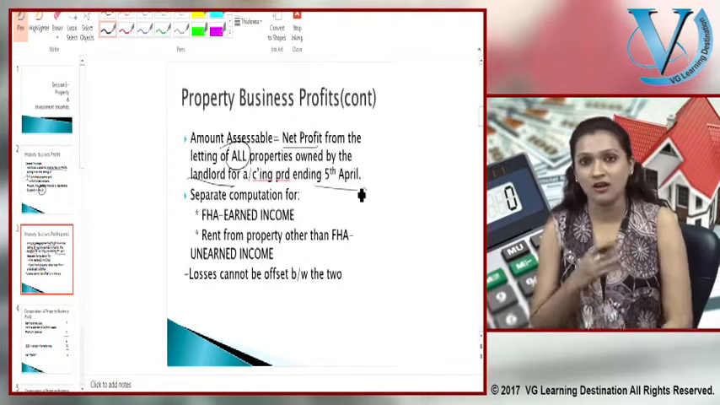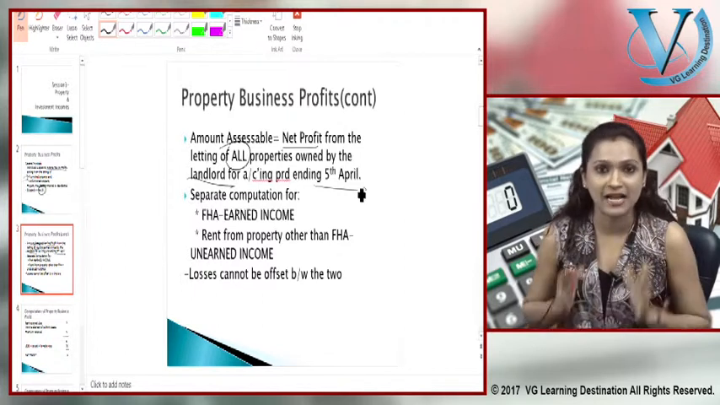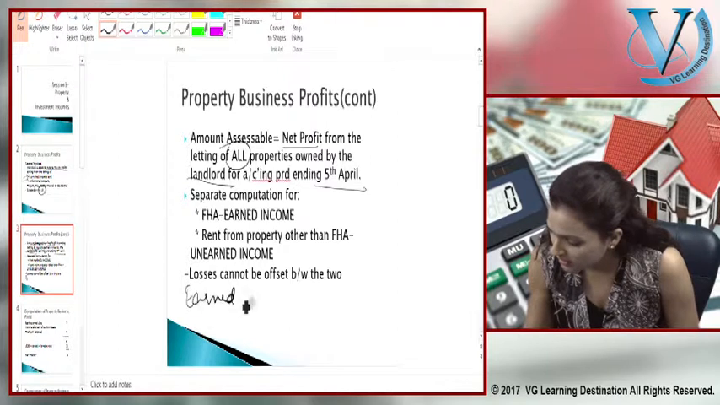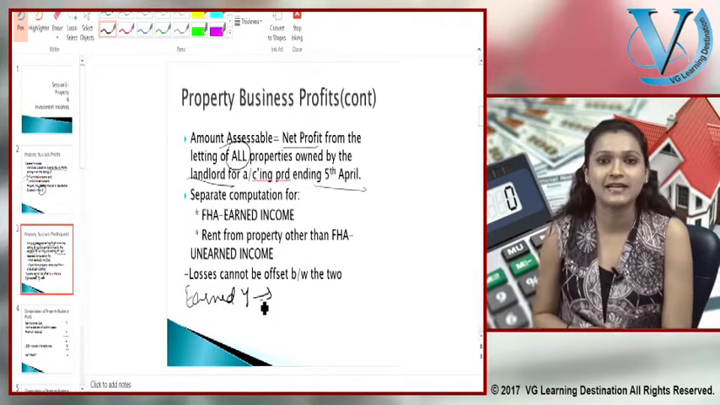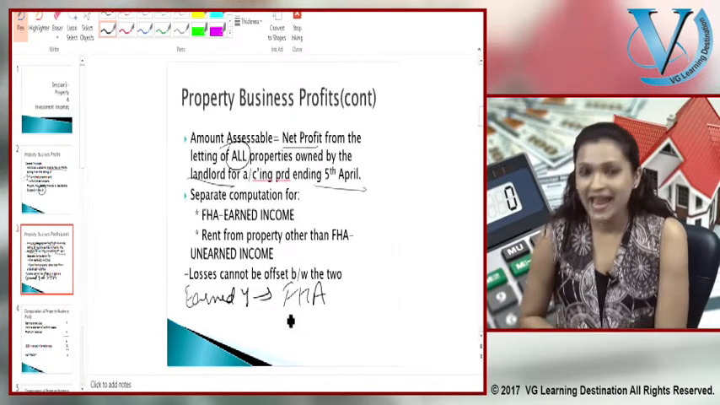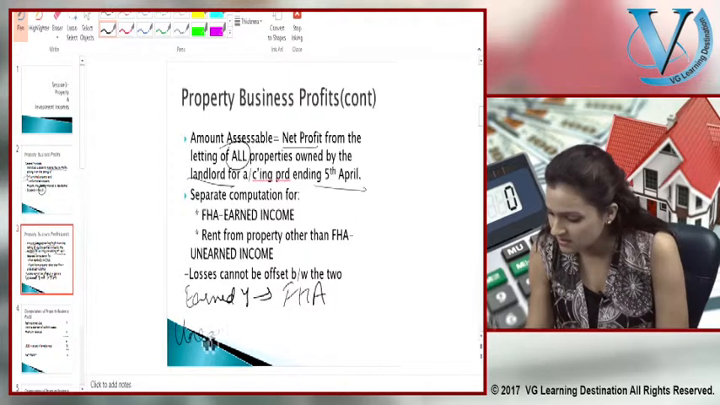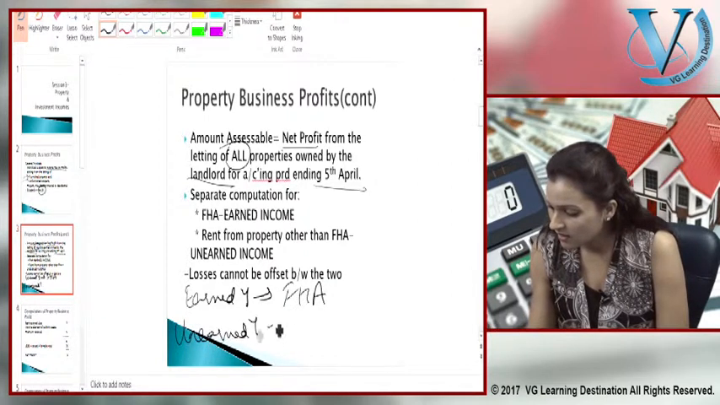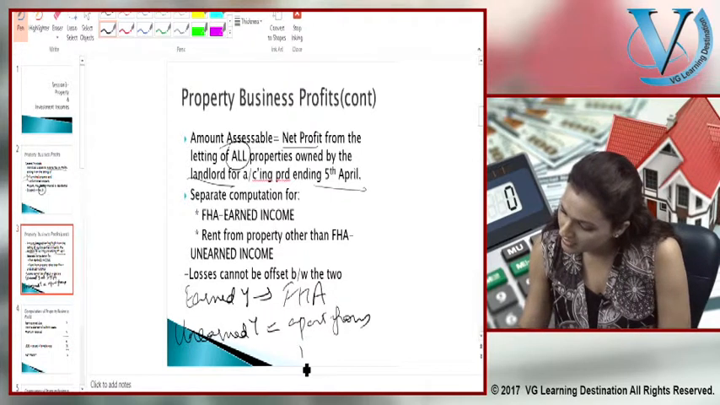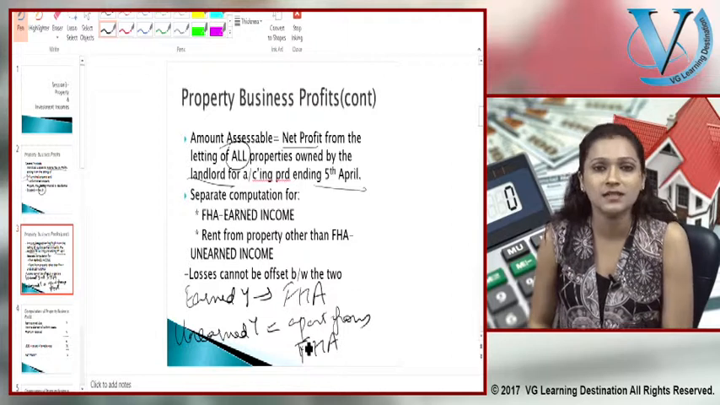Remember, for your earned income and unearned income in your income tax computation, what forms part of your earned income? Your rental incomes coming from furnished holiday accommodation. Anything apart from that, apart from FHA, forms part of your unearned income.